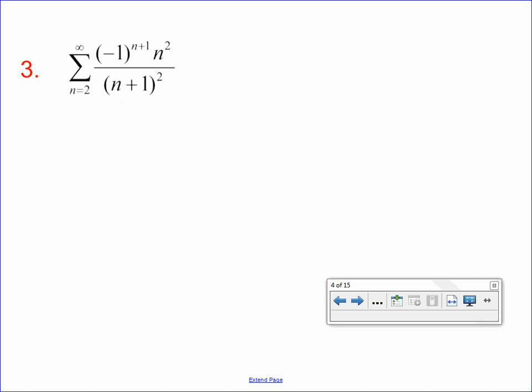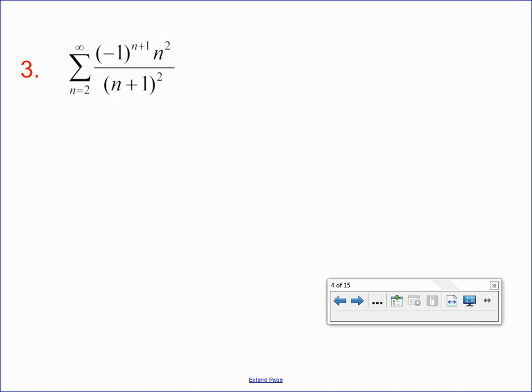So because the nth term does not approach zero, this series diverges by the nth term test without having to consider absolute value or conditional convergence. So you can save yourself time and energy if you apply the nth term test right off the bat. But in order to do that, you've got to recognize you've got an n squared dominant over an n squared dominant. You guys see that?